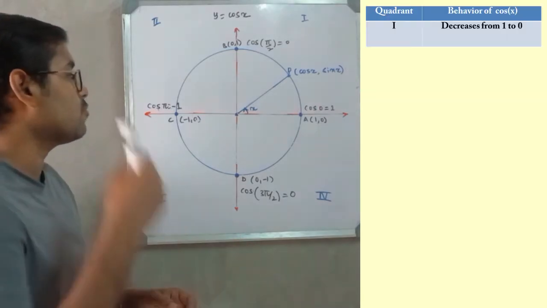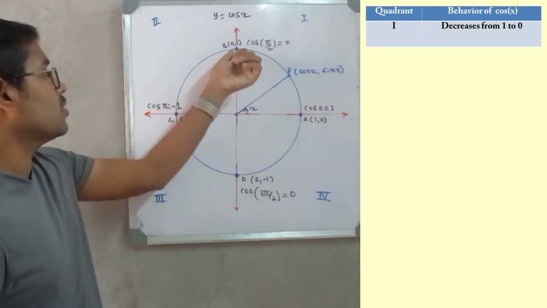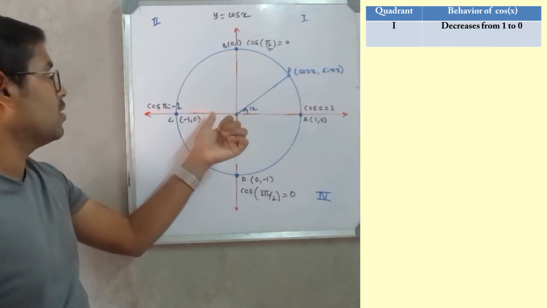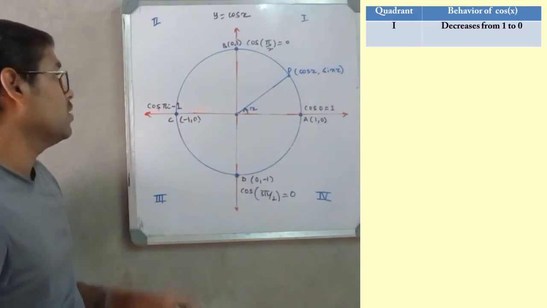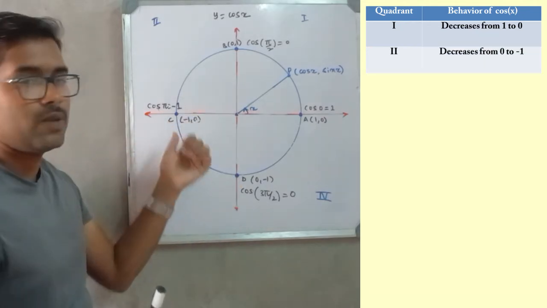It means it decreases from 1 to 0. And in the second quadrant, cos pi by 2 is 0. The value of x varies from pi by 2 to pi. And cos pi by 2 is 0, and cos pi is minus 1. So here in the second quadrant, the value of cos x decreases from 0 to minus 1.